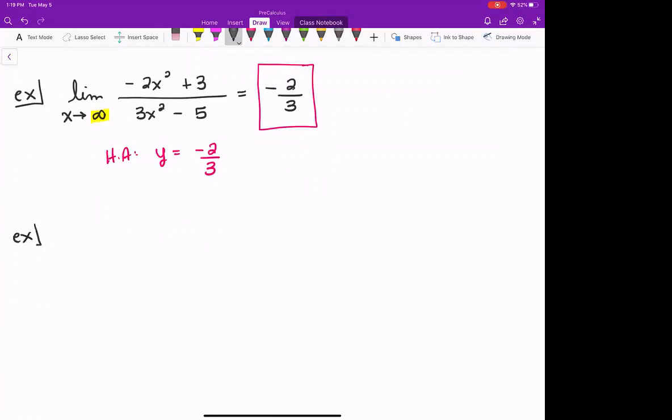Okay, what about the limit as x approaches negative infinity of, let's say, 5x minus 3x to the 4th over 2x squared plus 3x minus x to the 4th.